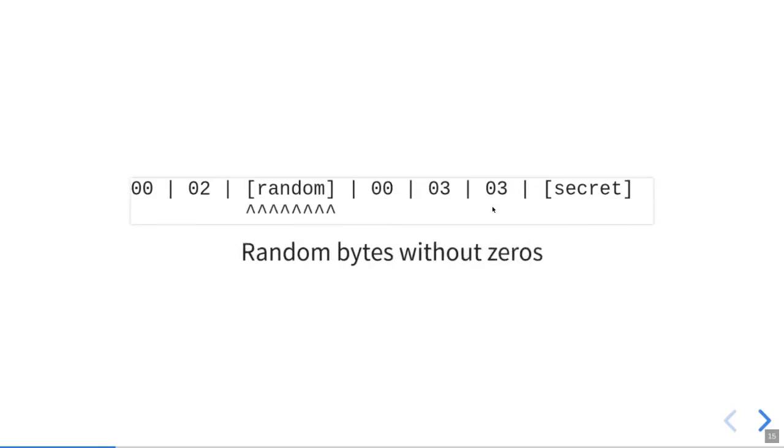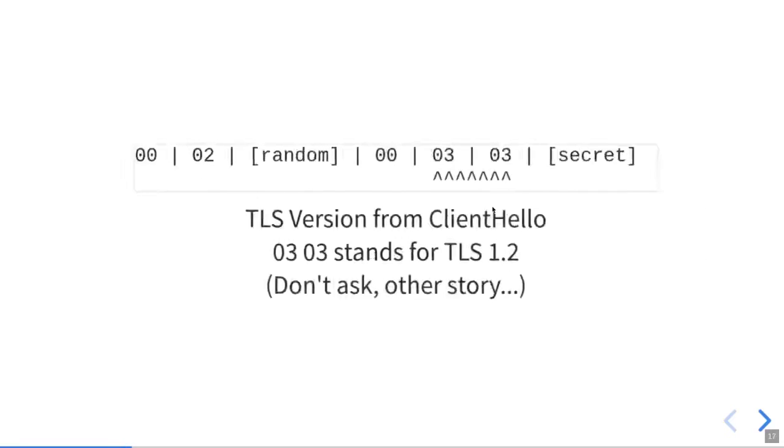Then we have random bytes. They are just there to fill up the space. So they are just padding so that we get to a certain length. But these bytes cannot contain a 0, because there's a 0 to indicate that here the padding ends. Then we have something which is kind of special for TLS.